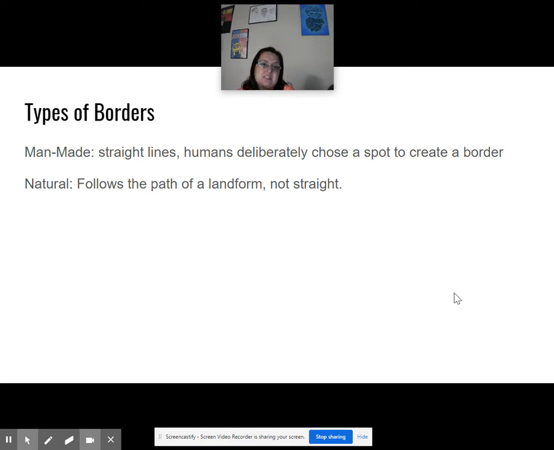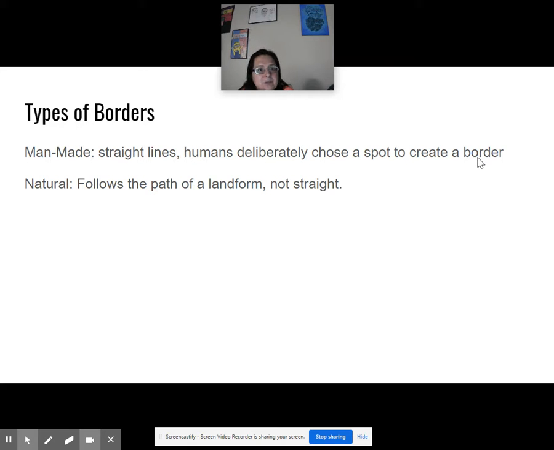Natural borders is going to be using some type of landform. Most of the time it is not going to be straight. Okay, they're going to follow a river, and rivers are not perfect. They usually tend to bend. Or maybe you're following a mountain, and again, mountains aren't straight and perfect and perpendicular to stuff. They kind of follow their own path.